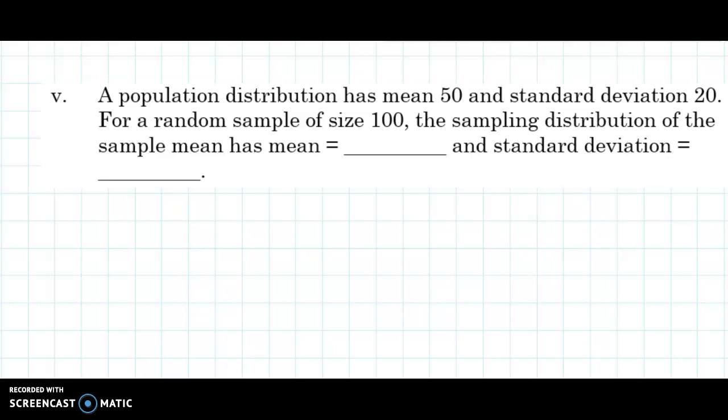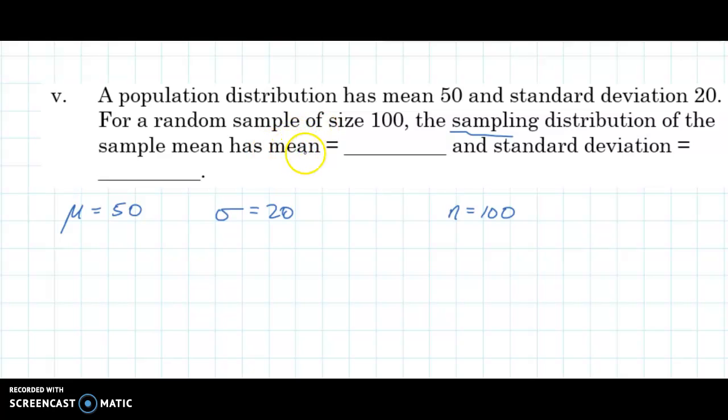A population distribution has a mean 50 and standard deviation 20. So the symbols here, mu equals 50, that's the population mean, and the population standard deviation is sigma equals 20. Right, that should be 20 there. For a random sample of size 100, so the sample size n equals 100, and the sampling and sample stuff, right?